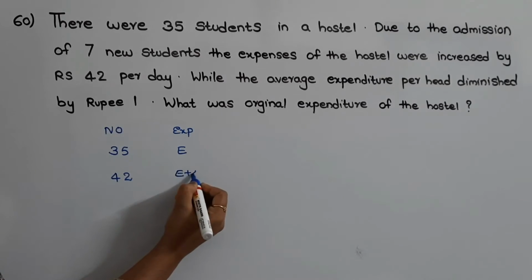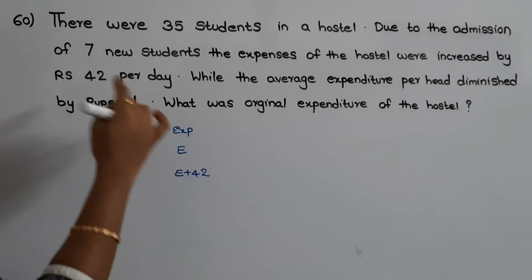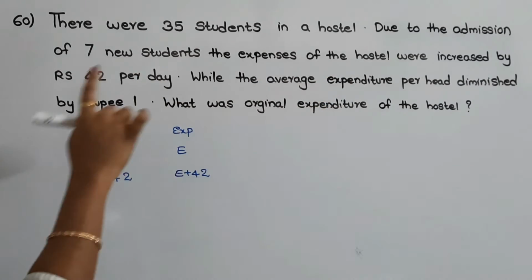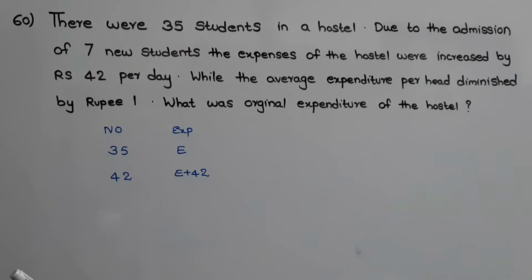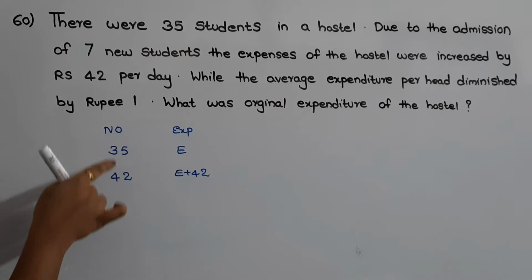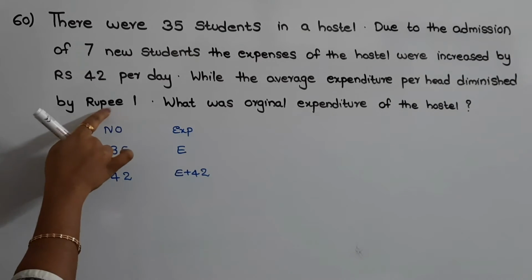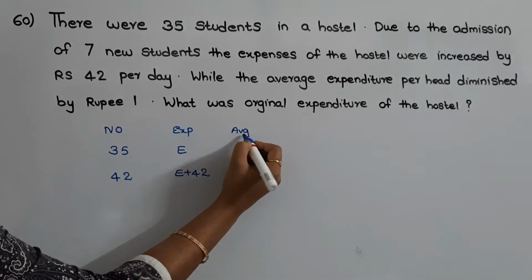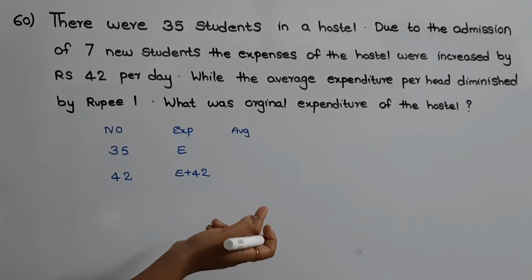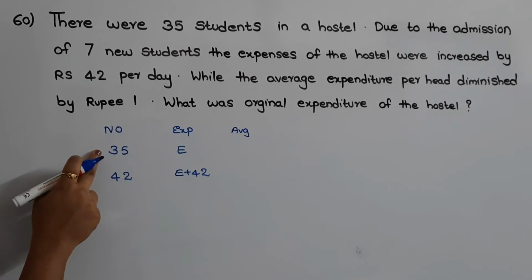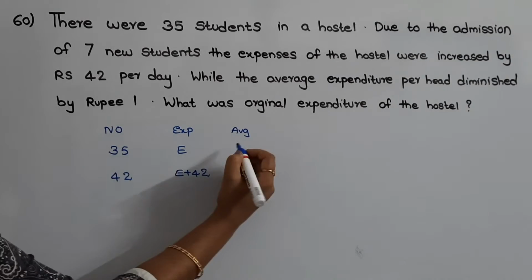Okay, then they are telling that on addition of 7 new students, the average expenditure has diminished by rupee 1. So they have given the difference between the average expenditure in both these cases as rupee 1. What will be the average expenditure here? Average is equal to sum of observations by number of observations. That will be E by 35.